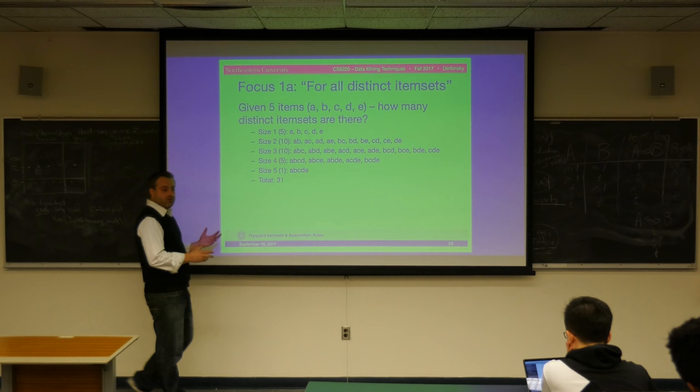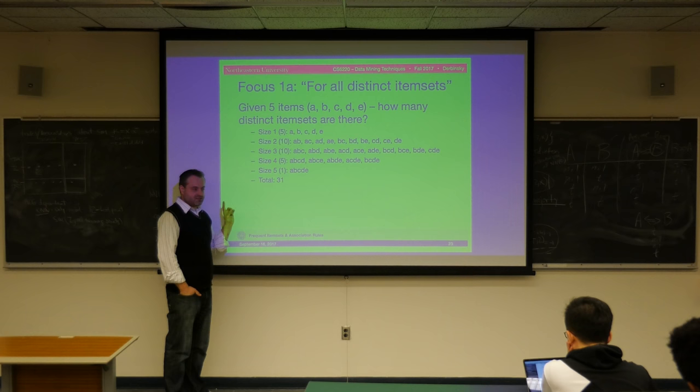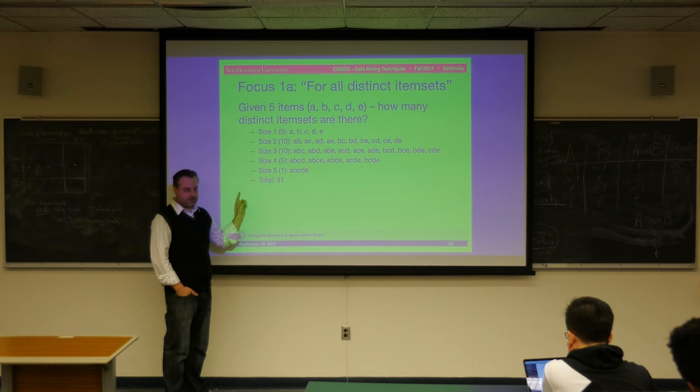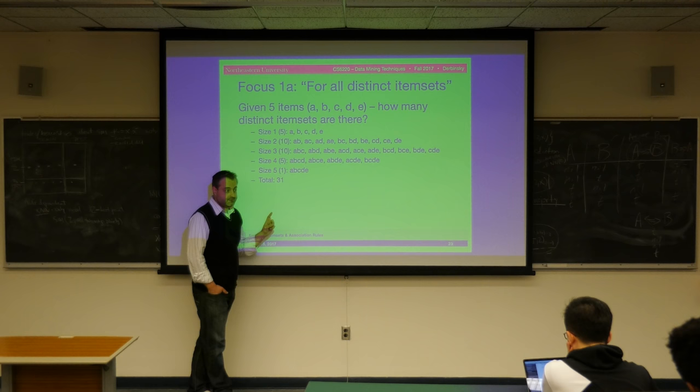2 to the n minus 1. Because the normal total number of subsets is 2 to the n, but it's missing 1, which is the empty set, not counted here. Why is the total number of subsets of a set 2 to the n? Either the item is there or it is not there.